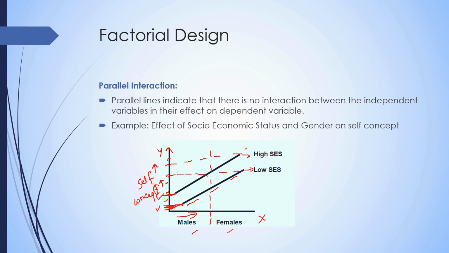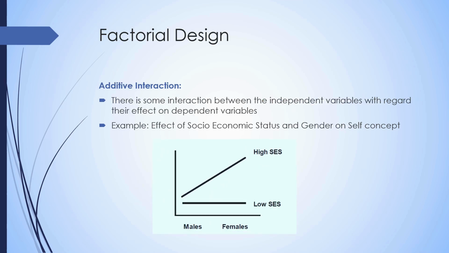So there is no interaction between the independent variables on the dependent variable. That's why we have a parallel interaction here. Make sure you remember this line graph, because if a question comes about this, you might have to draw this also.